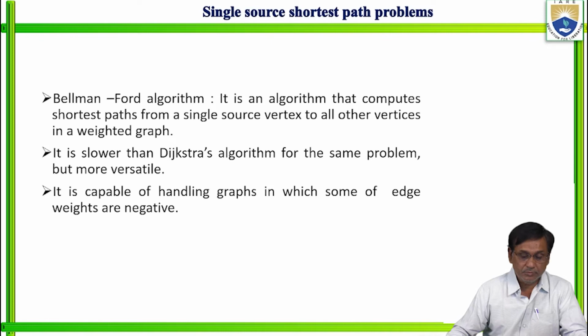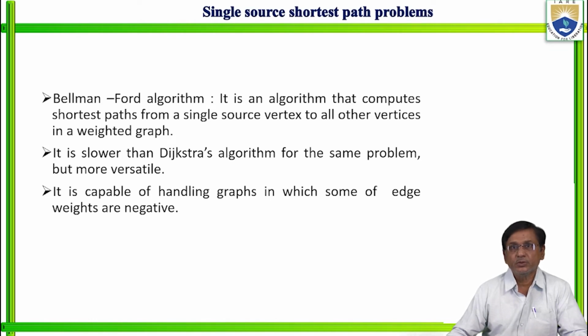So next method is the Bellman-Ford algorithm. This Bellman-Ford algorithm is used to find the shortest path from the source vertex to all other vertices in a weighted graph. It may be directed or undirected, and it is slower than the Dijkstra method, but it is more versatile, and it is used when the edges are positive or negative. But in the Dijkstra algorithm, all the edges must have positive values only.